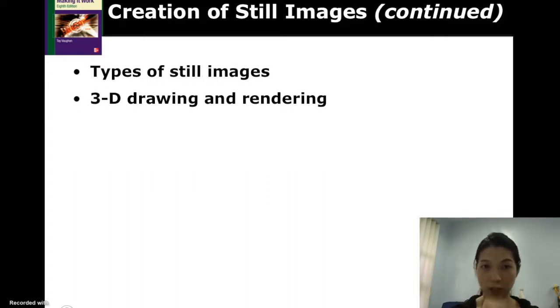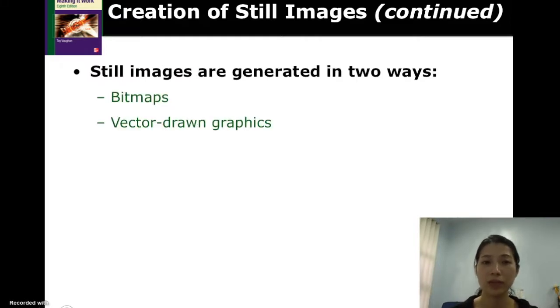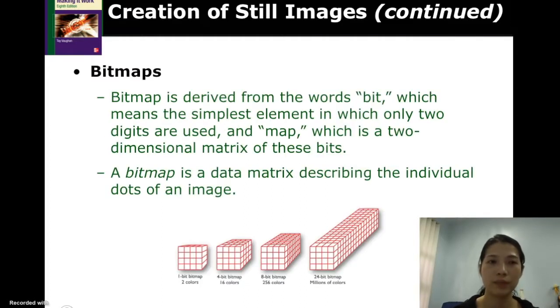So there are two types of still images. One is 3D drawing and the other one is rendering. Rendering is actually an automatic process to generate photorealistic or non-photorealistic images from 2D or 3D models based on computer applications. So still images are generated in two ways, either through bitmaps or vector drawn graphics.